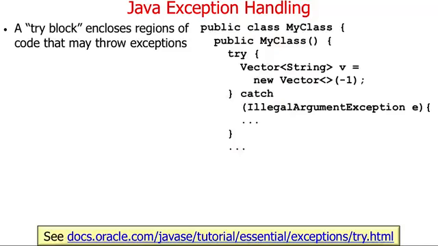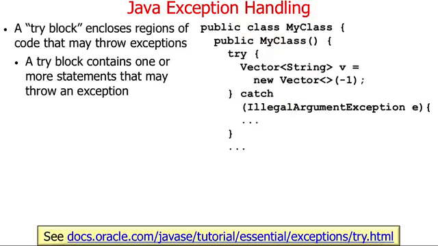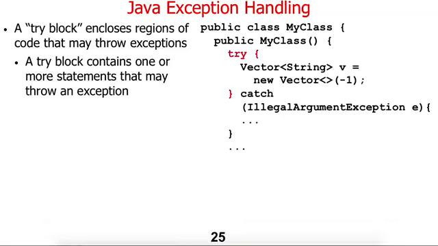The Java language provides some syntax for handling exceptions. A try block contains a sequence of one or more statements that encloses a region of code that may throw exceptions. For example, this try block encloses a statement that defines a Vector of Strings. This Vector is passed a negative number as its initial capacity, which of course is an error.